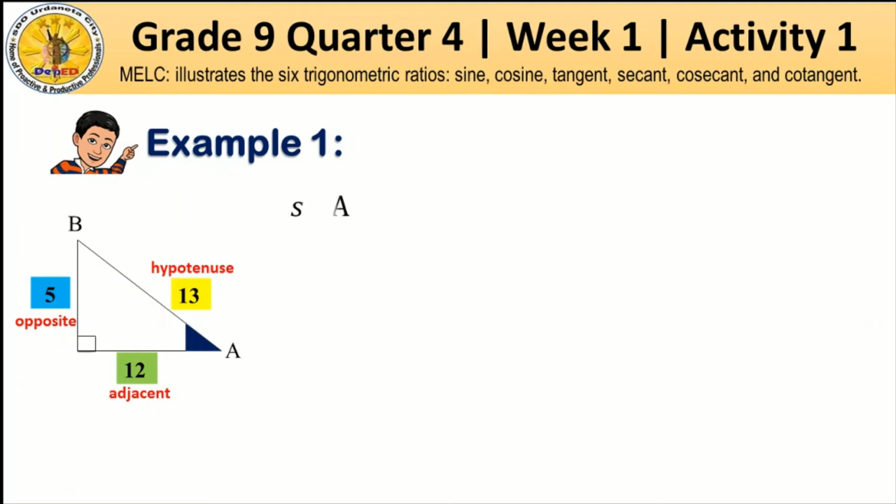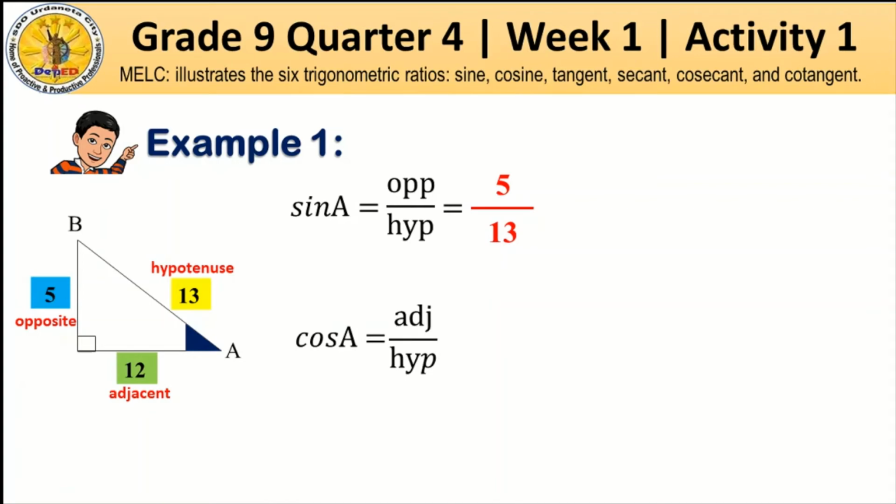We have sine A is equal to opposite over hypotenuse. That is equal to the opposite side of angle A, which is 5, over the hypotenuse of the right triangle, which is 13. Therefore, we can say that sine A is 5 over 13. Next, cosine A is equal to adjacent over hypotenuse. That is equal to 12 over 13.